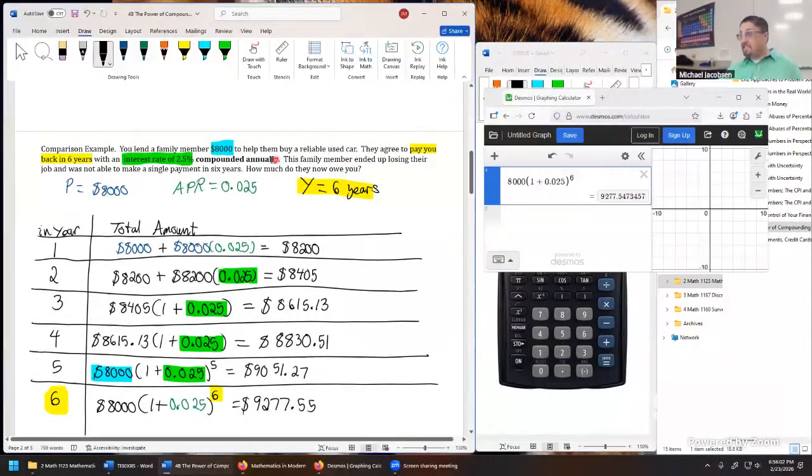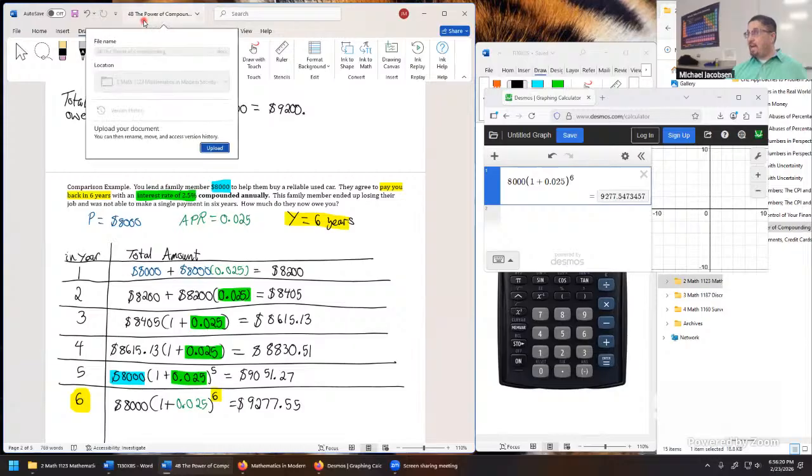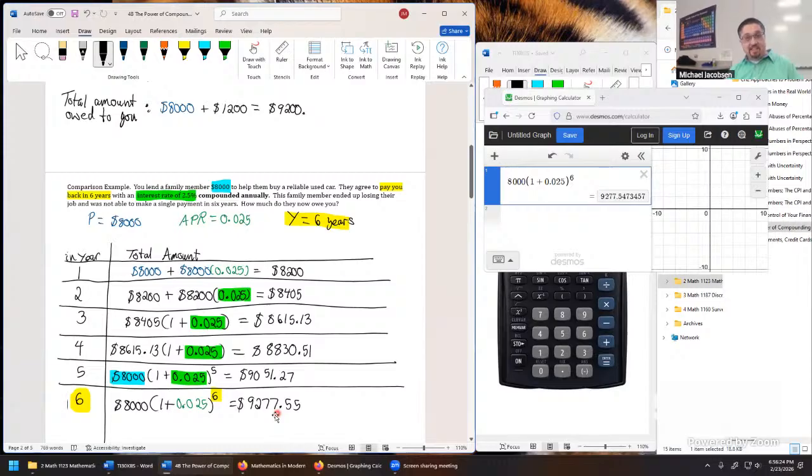Well, we did it, folks. That's the comparison of the simple interest, where we'd have only charged over the 6-year term $9,200. We're now charging this family member $77.55 extra if we were compounding annually. So this section is called the power of compounding. And here it is. The power of compounding in this context is $77.55, a decent chunk of change. Any questions whatsoever, folks, getting to this line right here?